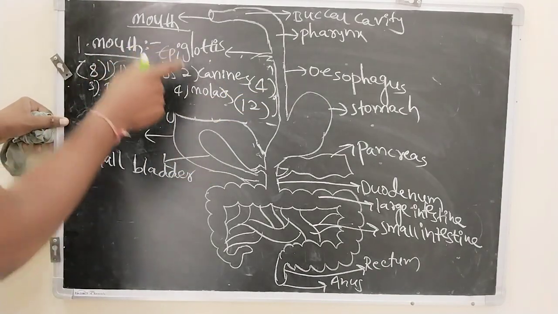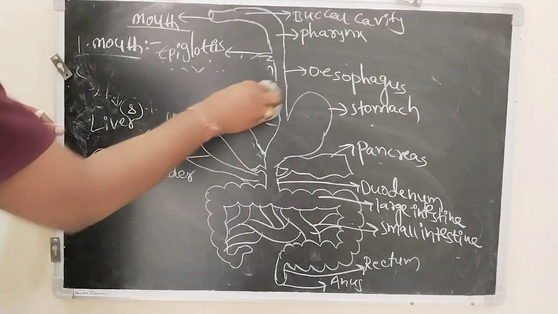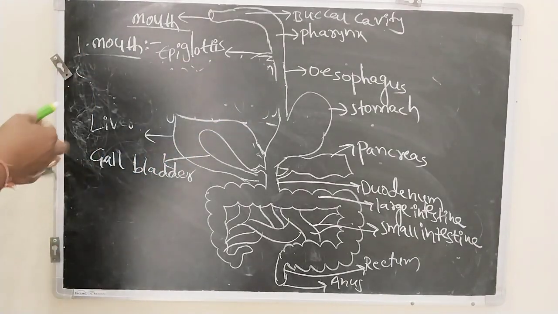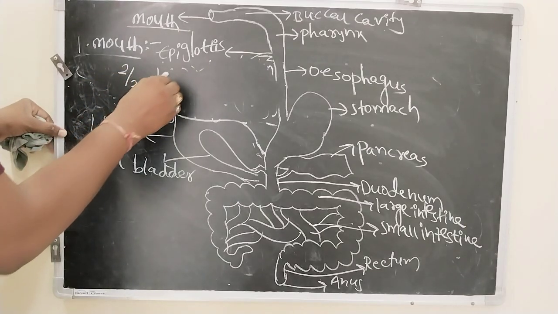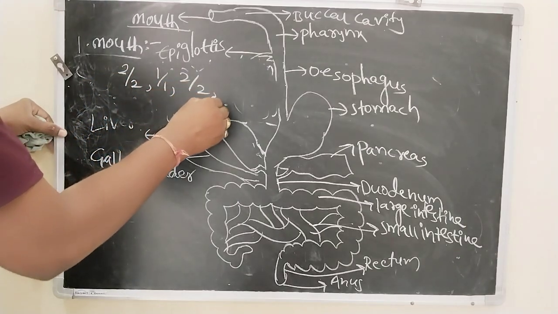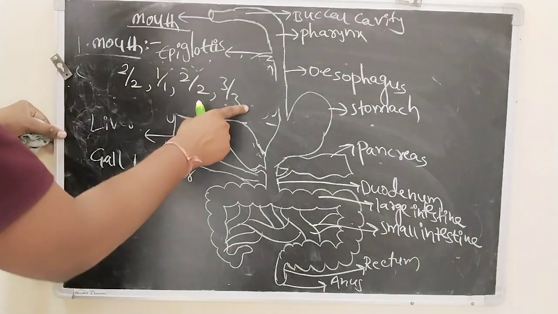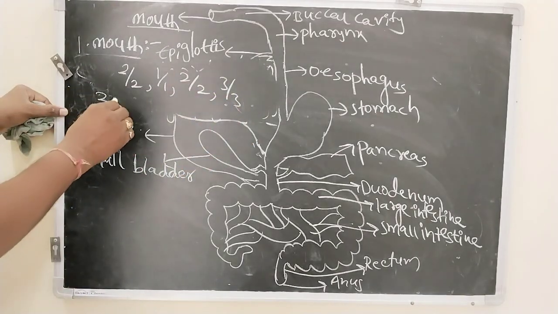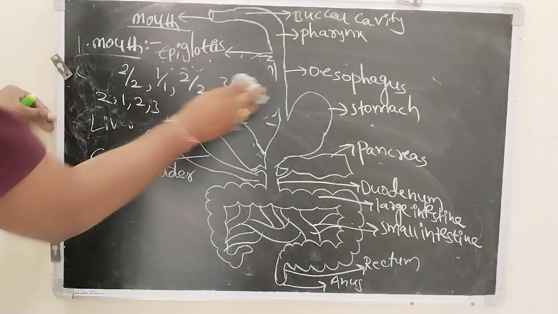Like this, a set of 32 teeth are fixed in our jaws, and this is the dental formula: 2 by 2, 1 by 1, 2 by 2, 3 by 3. From an examination point of view, they may give it like this, or they may also give it like this: 2 1 2 3. Both are correct.